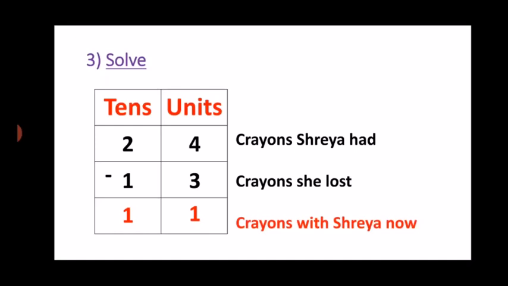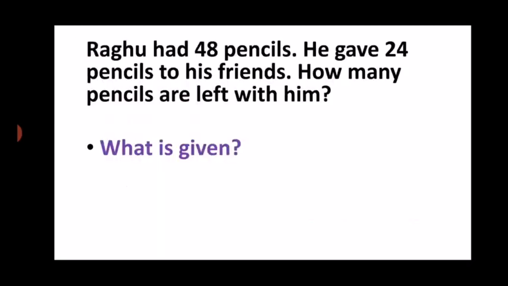So children, the total number of crayons which Shreya has now is 11. Now let's move to the next story of subtraction. Ready? Raghu had 48 pencils. He gave 24 pencils to his friends. How many pencils are left with him?